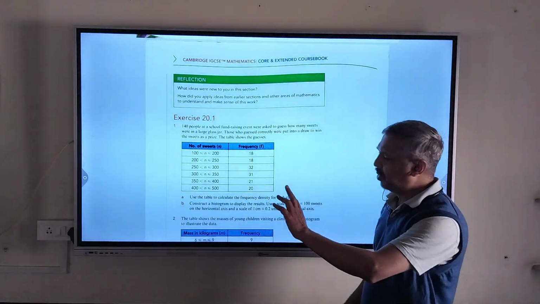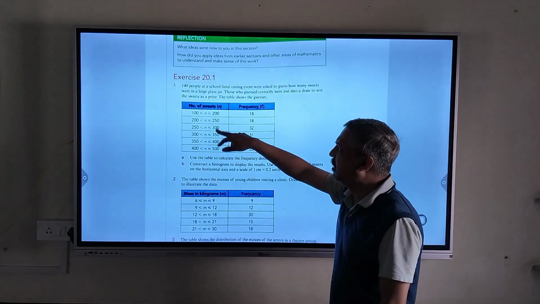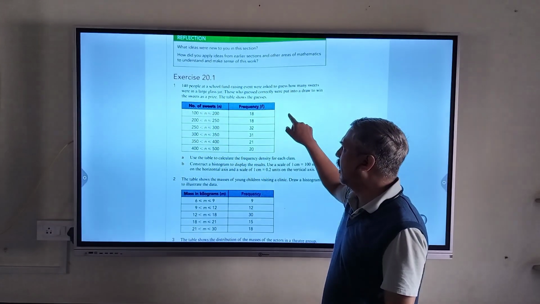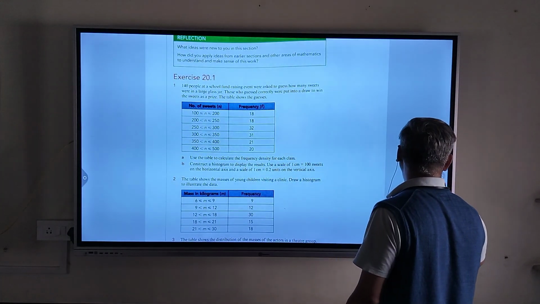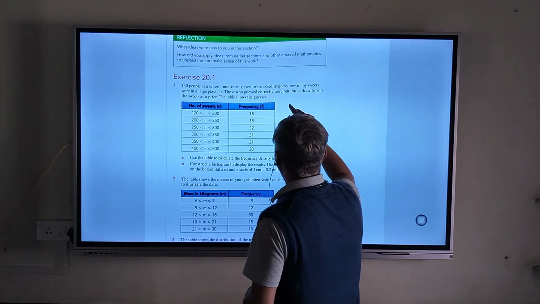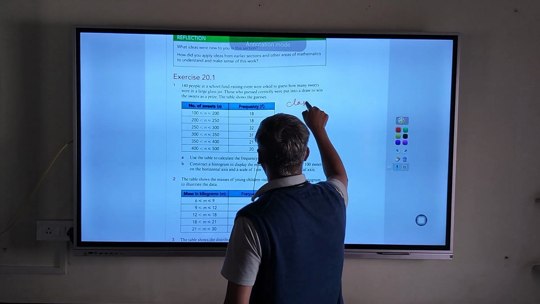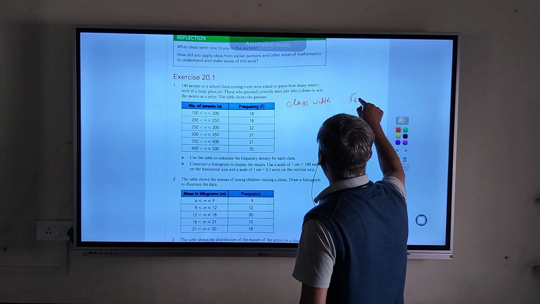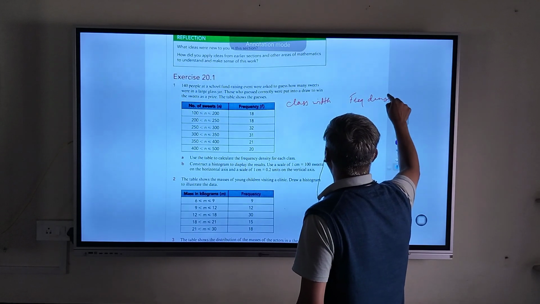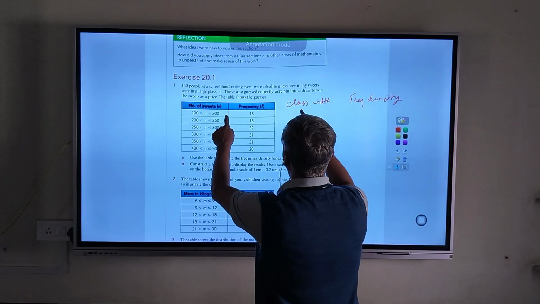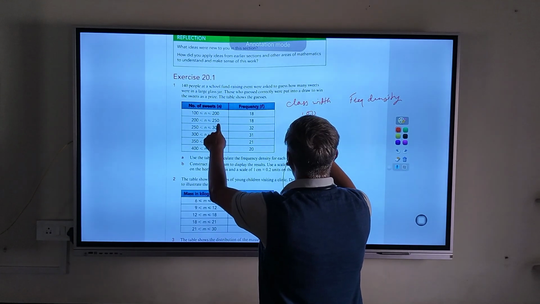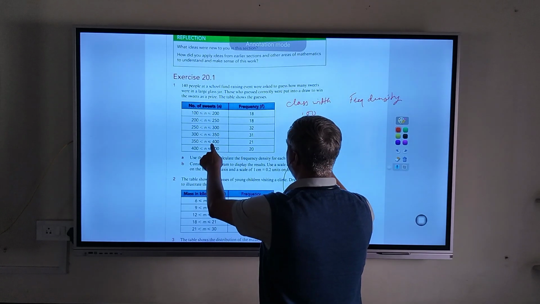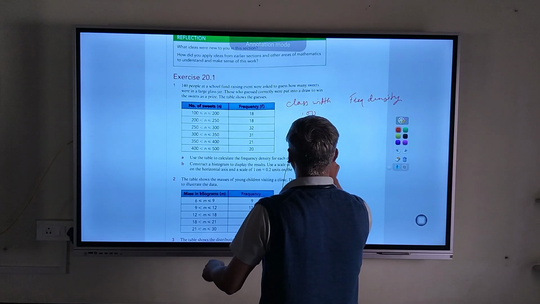Again, exercise. I don't want to get into this now. It is just very simple. Just calculate the class width. This class width will be 200 minus 100, that is 100. So let's write this quickly. Here is the class width and this is the frequency density. Class width here is 100. It is 50 next, 50 again, 50 again, 50 again and 100 in the end.